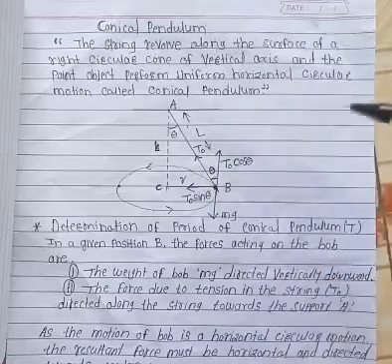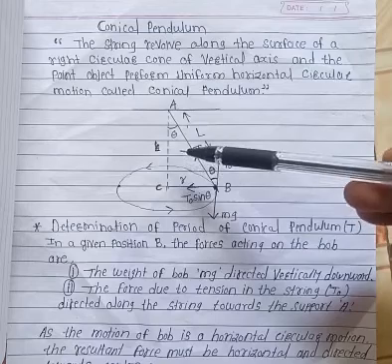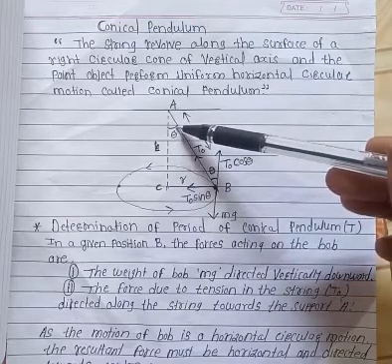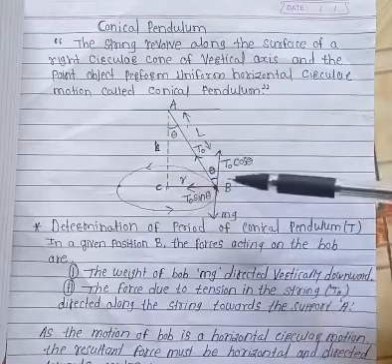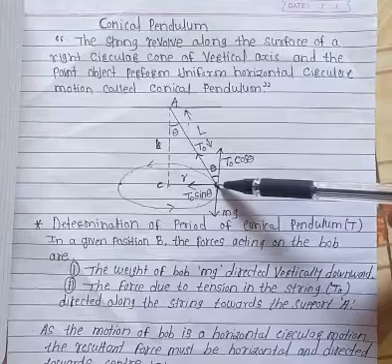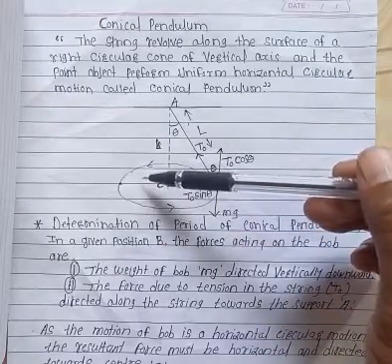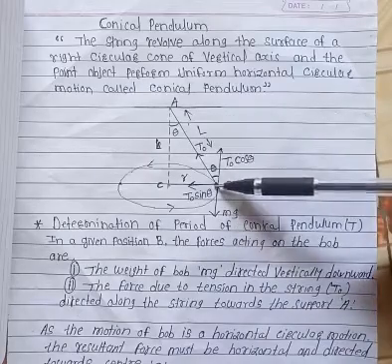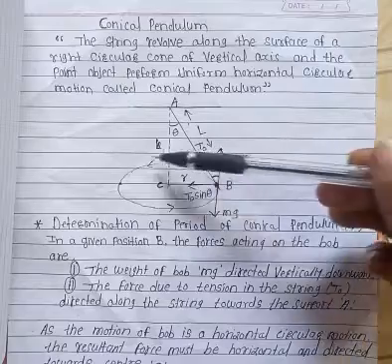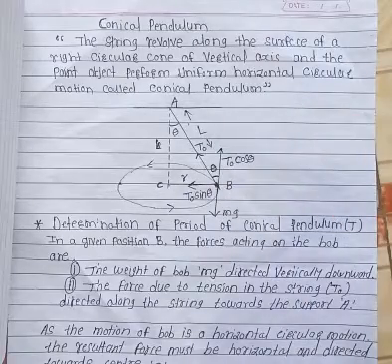In case of a conical pendulum, the string revolves along the surface of a right circular cone of vertical axis, and the point object, like this bob, will perform uniform horizontal circular motion. In other words, the bob performs the horizontal circle and the string performs the cone. That arrangement is called a conical pendulum.